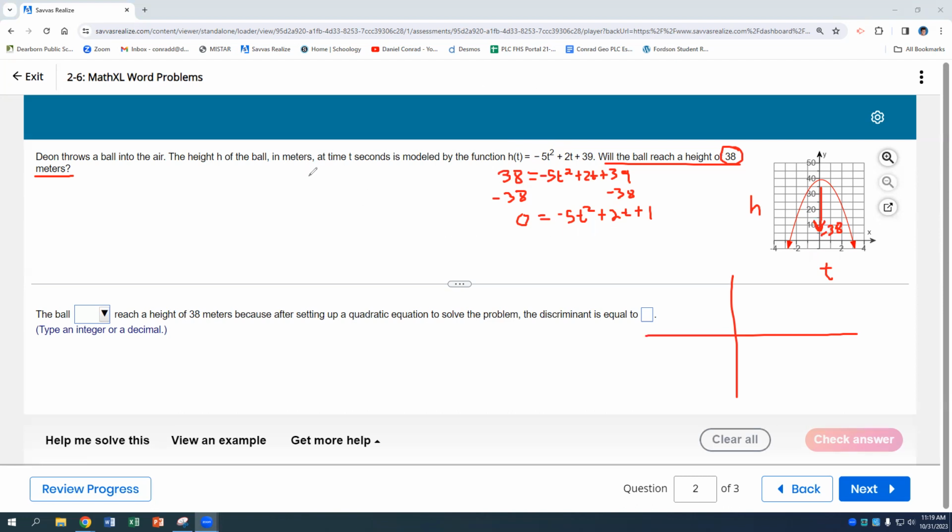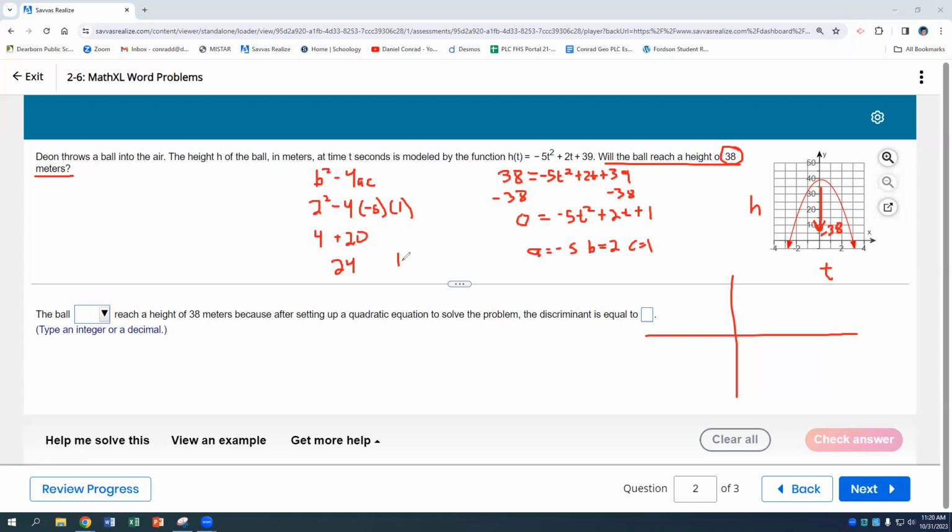So we're just finding the discriminant. B squared minus 4AC. So that's going to be 2 squared minus 4 times negative 5 times 1. That's going to be 4 minus negative 20, which is going to give me 24, positive 24, right? Right. A is negative 5, B is 2, C is 1. Okay, so we're good there.